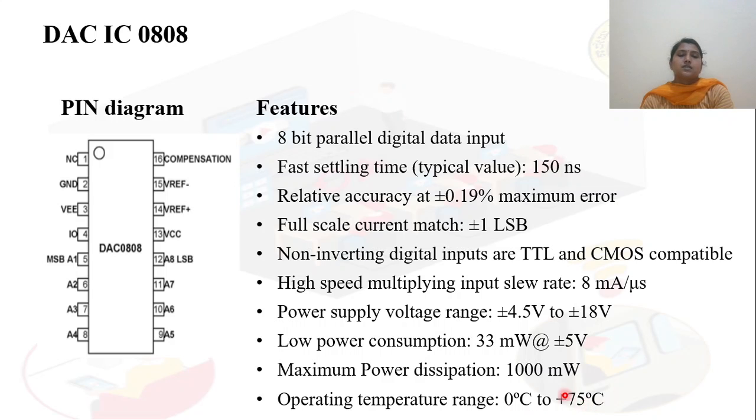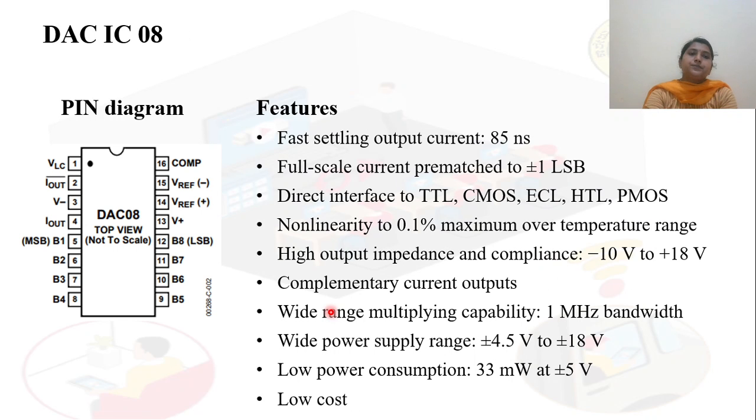So this temperature range tells us at what temperature the DAC IC can operate. So these are the features of DAC0808. Let's go for DAC IC08. DAC IC08 is also a 16-pin IC. In this IC, the pin VLC is not connected. I out bar, this is the inverted current output pin. V minus is the negative power supply pin. I out is current output.